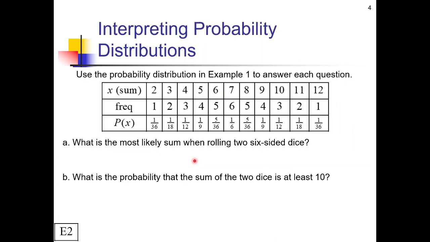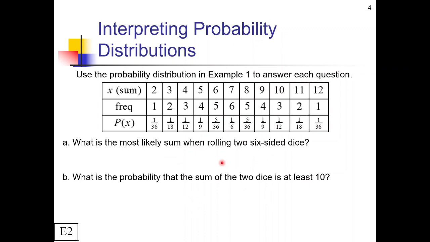So now that we've got this beautiful probability distribution, what can we do with it? Well, we can answer questions like these. So this first one here, they're asking what is the most likely sum when rolling 2 6-sided dice? And then in the next question, what's the probability that the sum of 2 dice is at least 10? So now that you've got all these probabilities broken down, you can mix and match them any way you want to answer these questions. So pause the video and see if you can answer these, and then we'll bring it back together.